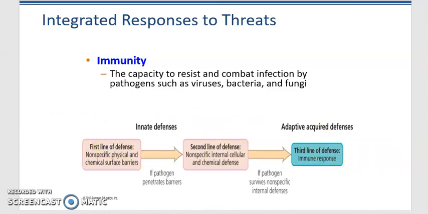Our first line of defense are these nonspecific physical and chemical surface barriers. If a pathogen enters our body, we have the second line of defense that comes into play, and those are our nonspecific internal cellular and chemical defenses. Our third line of defense is actually the adaptive or acquired defenses, and this third line of defense is our immune response. But this line of defense is actually relatively slow to develop. So first we're going to spend some time talking about these first two lines of defense, which are our innate defenses.